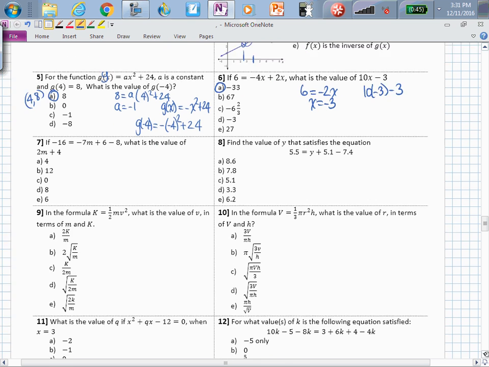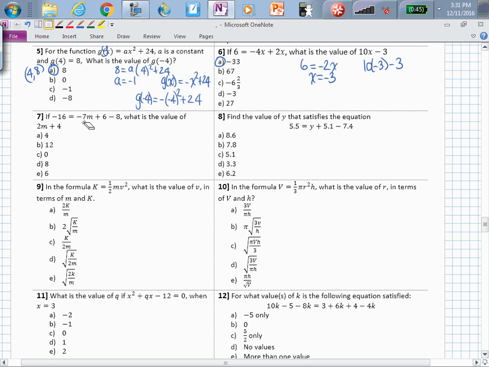Number 7. Negative 16 equals negative 7m plus 6 minus 8. What is the value of 2m plus 4? So similar again, so solve. We're going to get negative 14, because that's going to be 6 minus 8, which is negative 2. Then we add it over, becomes plus 2. Equals negative 7m. m then has to equal 2. And then we come to this here again. Just be careful. 2, unfortunately, there's not an answer to this one, so that's good. So this gives me 8.